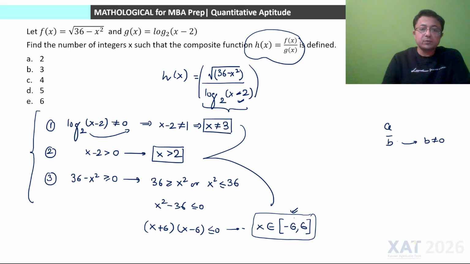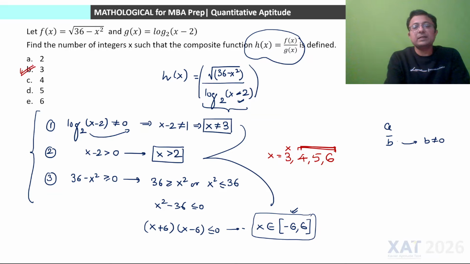So x should not be equal to 3, x should be greater than 2, and x should be between minus 6 and 6. So what values can x be? Can x be 3? No, because it should not be 3; it had to be greater than 2. Greater than 2, not equal to 3, so it can be 4, yes, 5 possible, 6 possible, cannot be greater than 6. So only these 3 values are possible: 4, 5 and 6. Option B, 3, will be the answer. Only 3 integer values are possible in this case.